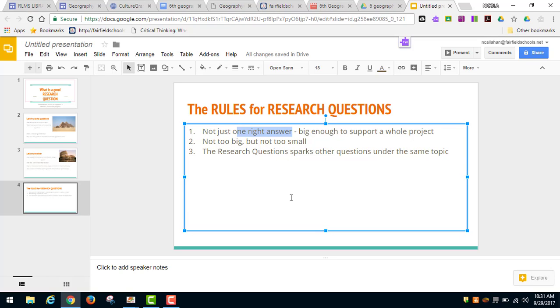So I hope this helps. Research questions take a lot of practice and a lot of trial and error, but they are the key focus to a good research project.